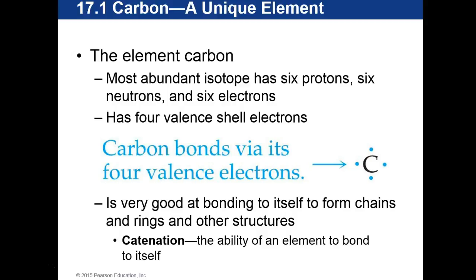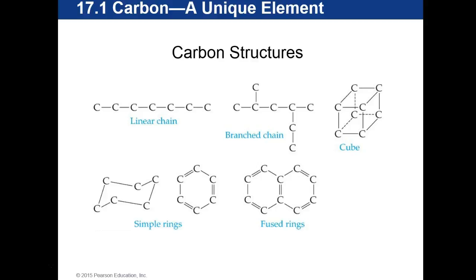It is very good at bonding to itself to form long chains and rings and other structures. It's important to know the definition of catenation, which is the ability of an element to bond to itself. Here are some carbon structures. You can see we have a linear chain. It can branch off, it can form a cube, it can cause simple rings or even rings that are fused together.